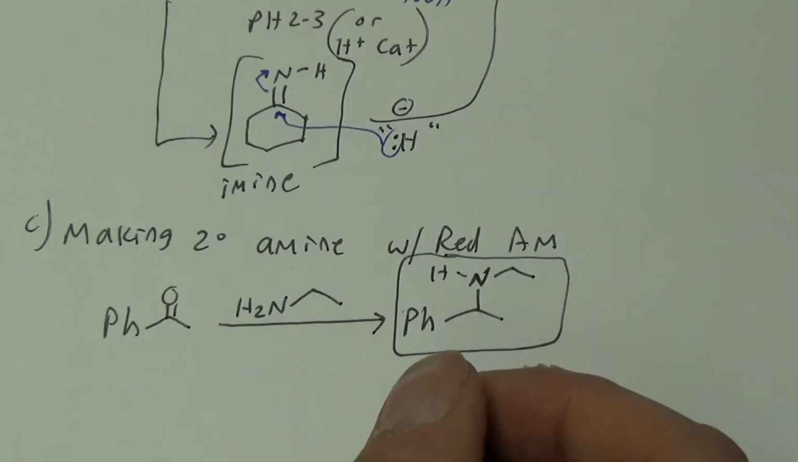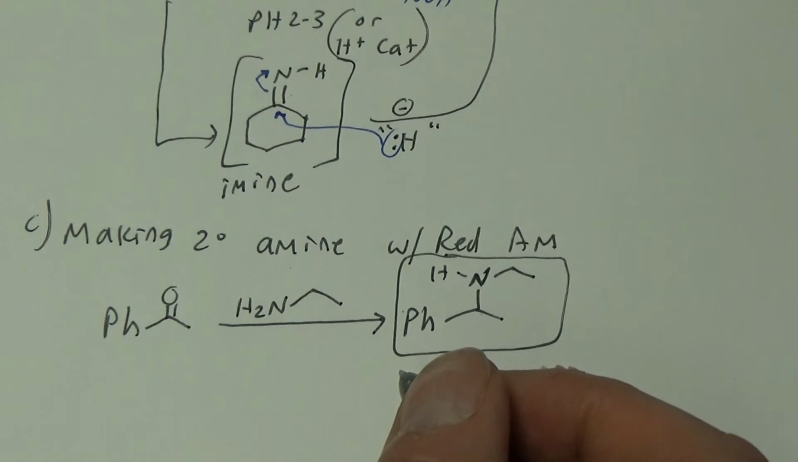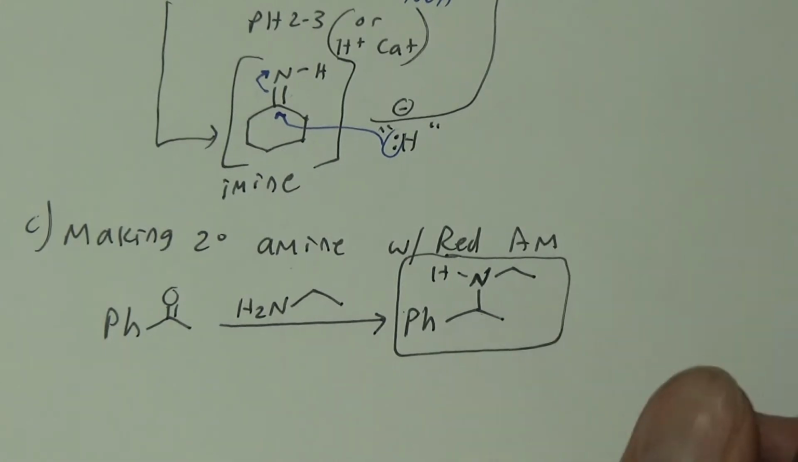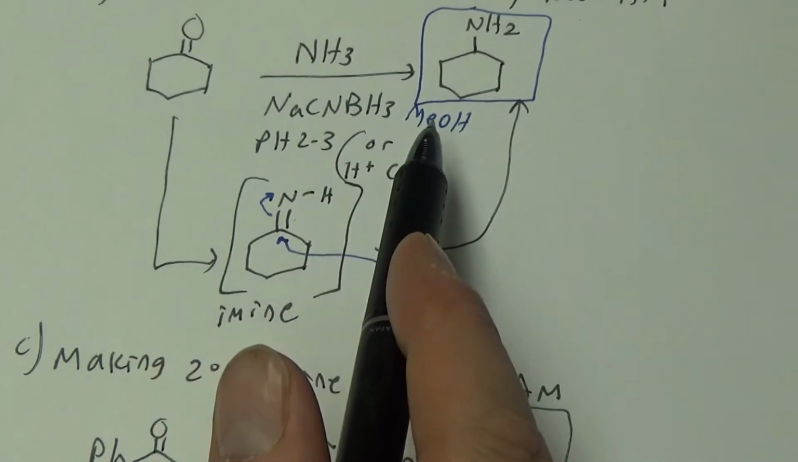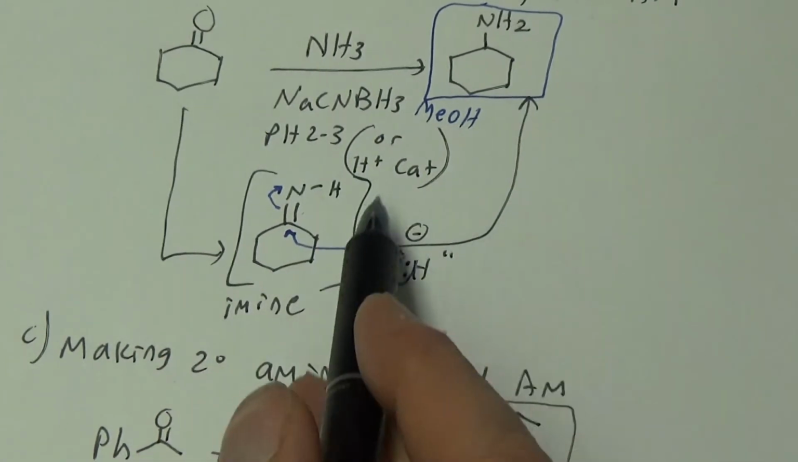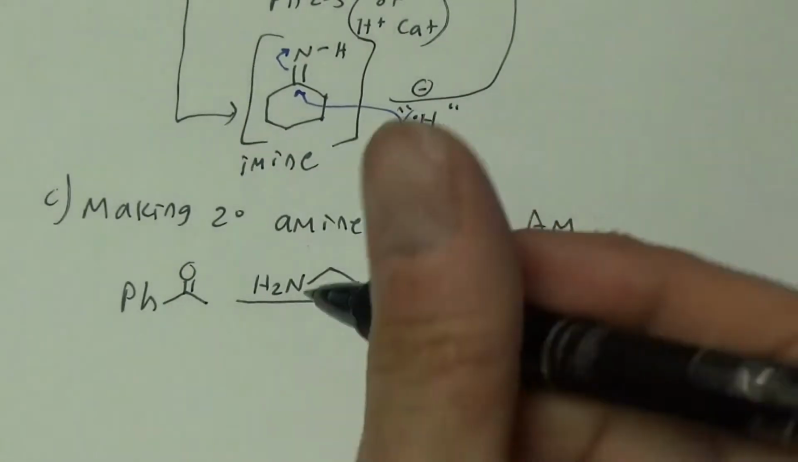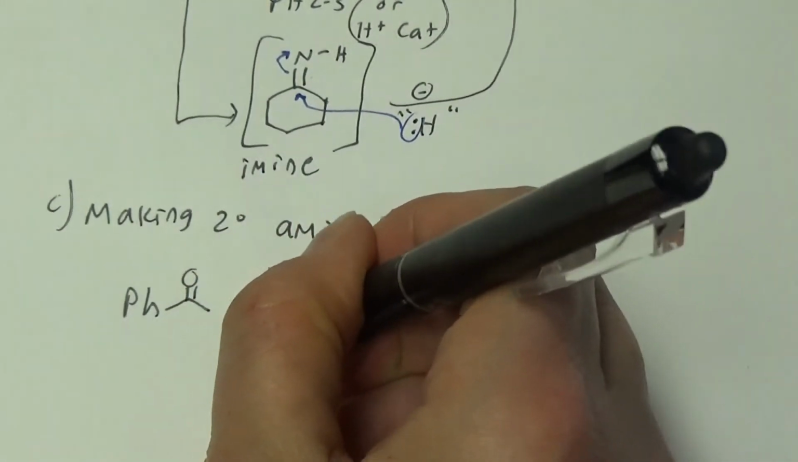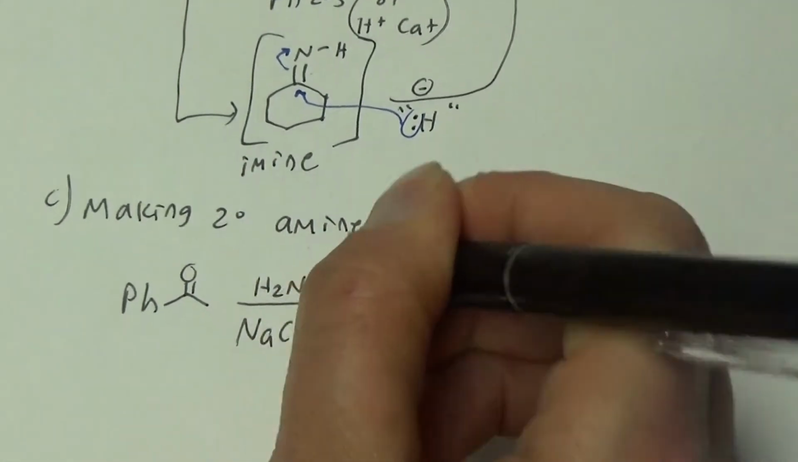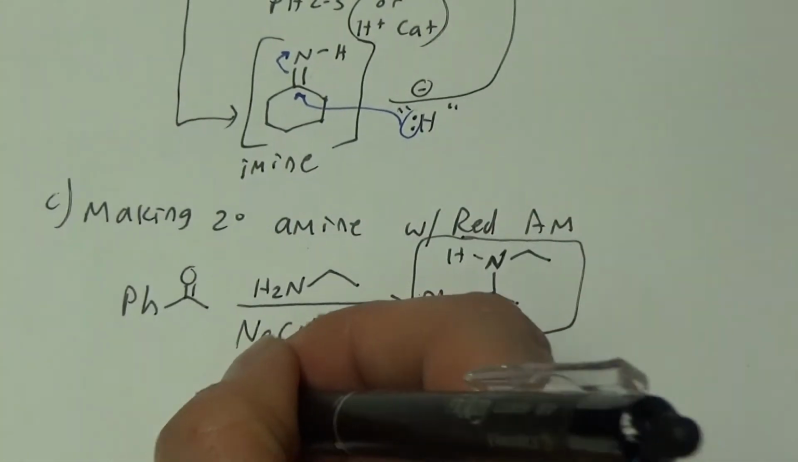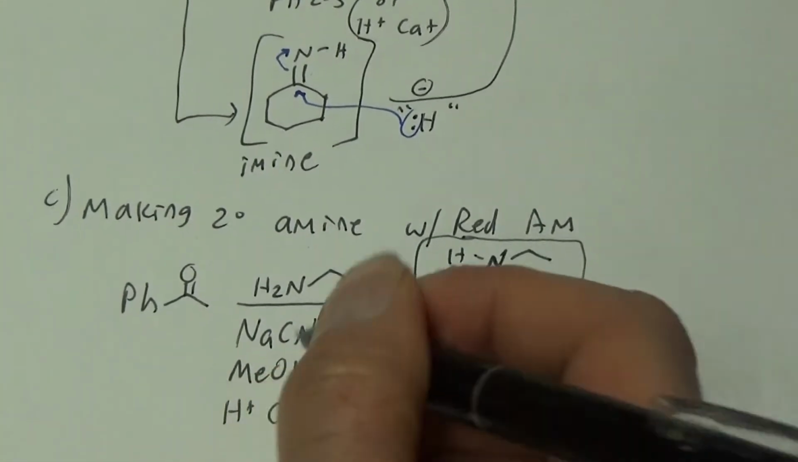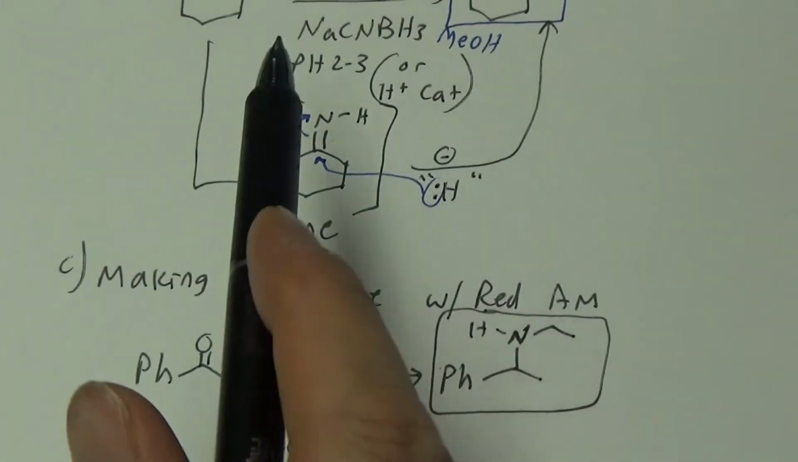What are the other reagents we need for reductive amination? The same stuff as above. NaCNBH3, methanol as a solvent, low pH, or you could say H plus cat. This time I'll just say H plus cat. Alternatively, you could just say pH 2 to 3.